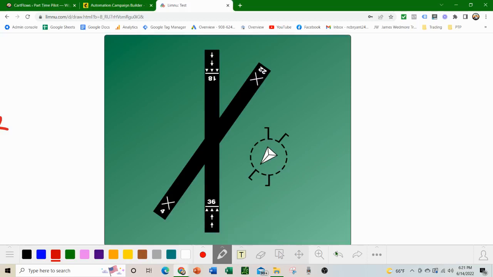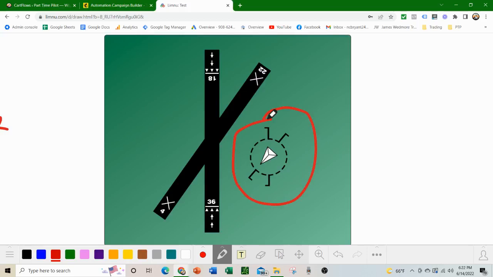All right, I got one more question for you guys on this one. Based off this diagram right here, is there a specific area that ATC or whoever designed this airport, is there a specific area they don't want traffic flying at?